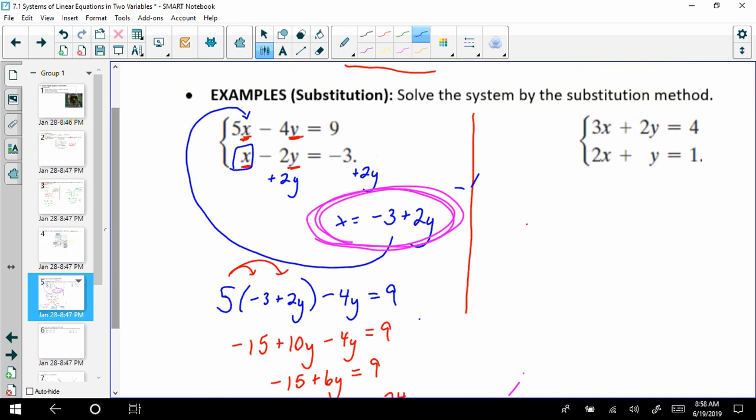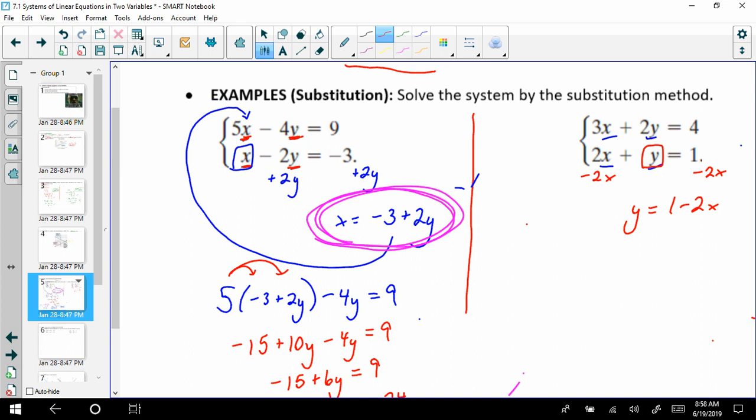Let's look at the next one. So again, I want to solve it by substitution. You can get any of the 4 variables alone, but I would pick the one that takes the least amount of work, and the one that catches my eye this time is this y, because all I have to do to get it alone would be to subtract 2x over. So I would have 1 minus 2x.